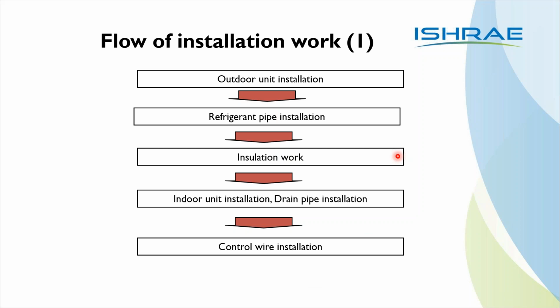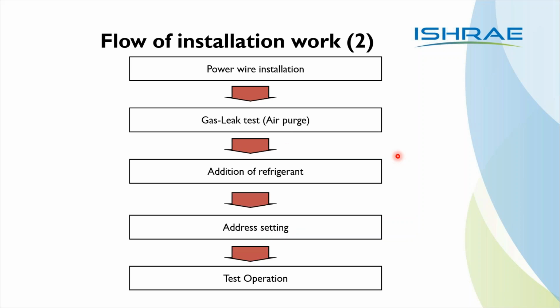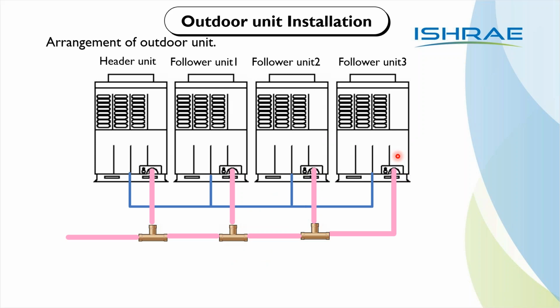So what is your flow of installation work? First, you can install the outdoor unit. Then you come to the piping installation. Then the piping insulation. Then indoor unit installation, drain piping installation, and control wiring. This is generally the flow of work that you can, I'm not telling you should, I'm telling you can follow. Then power wiring, pressure testing, additional charge of refrigerant, address setting, and commissioning, test operation. So these are some of the procedures that you need to follow.